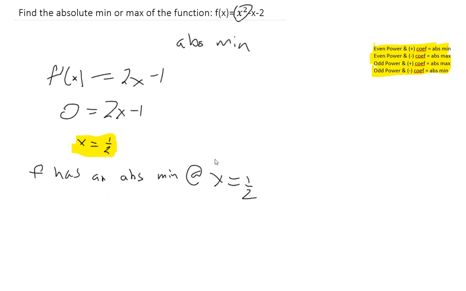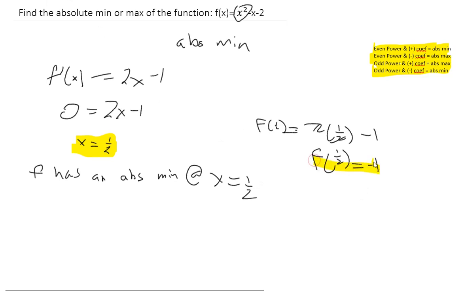Sometimes it'll ask you for what that minimum value actually is, and all you do is plug in the 1/2. So we can just do that really quickly. f of 1/2 is equal to 2 times 1/2 minus 1. The 2's cancel. f of 1/2 is equal to -1. So that's the absolute minimum of the function, -1, and it takes place at x equals 1/2.